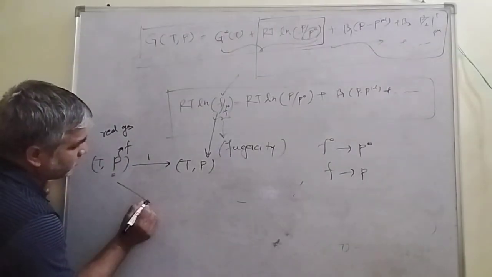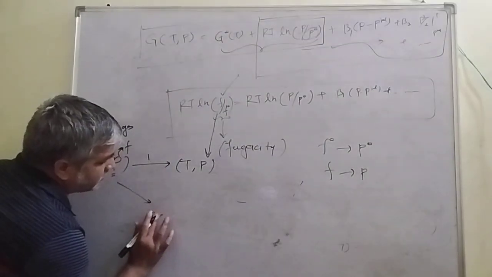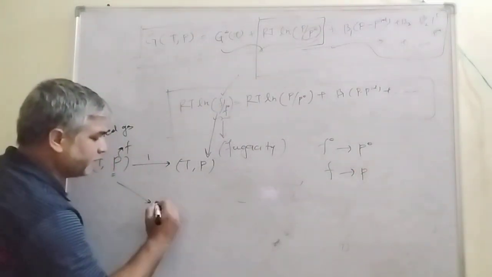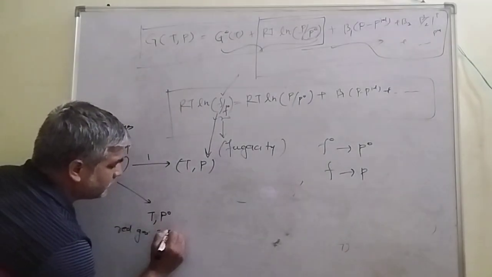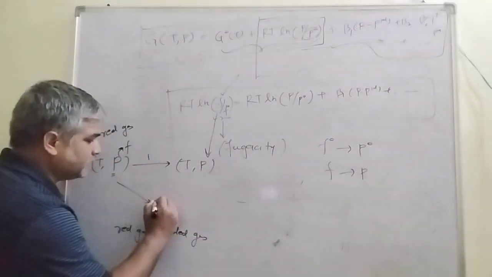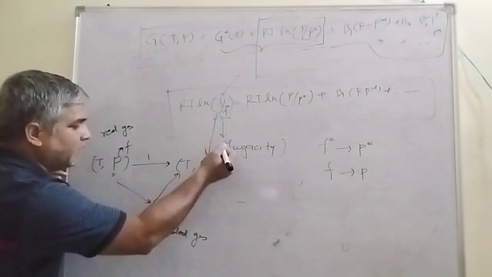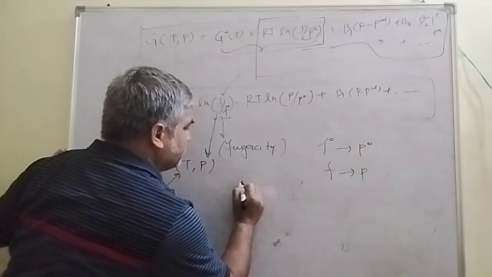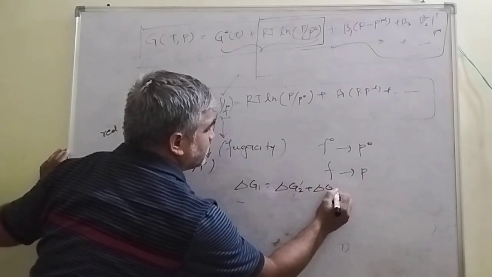The same thing I can do by taking the real gas at low pressure, that is 1 atmosphere standard pressure. The ideal gas is also at the same pressure, because at this point real gas and ideal gas possess the same pressure, and from here I can again go to the ideal point. So I can say that delta G1 is equal to delta G2 plus delta G3.